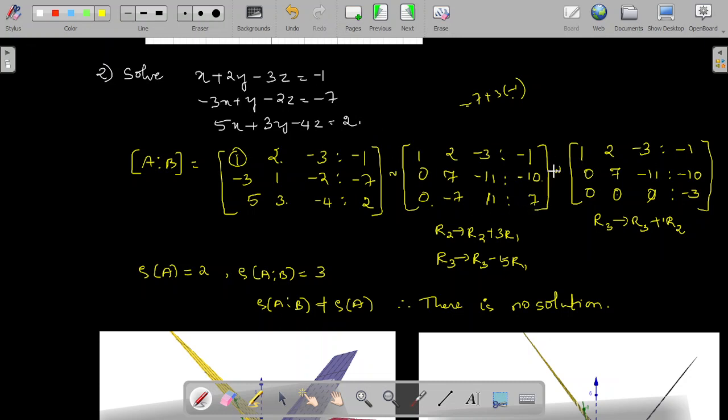So now, this is the first non-zero entry of the second row. The element below the first non-zero entry of the second row should be made 0. So it is R3 changes to R3 plus R2. So minus 7 plus 7, 0.